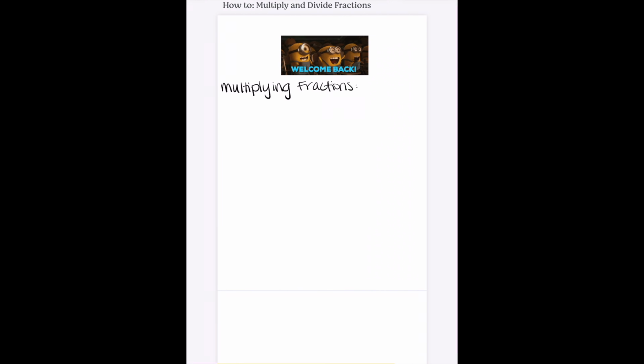So the way that we multiply, we know the components of our fractions. What we will do is multiply the numerators together. So numerator times numerator, and then we will multiply the denominators together. So denominator times denominator.